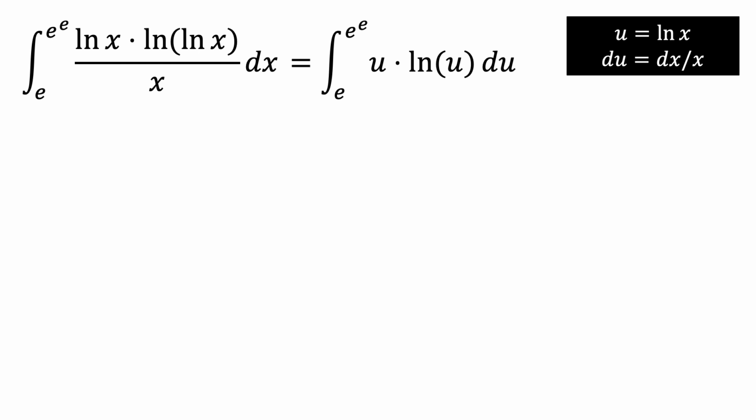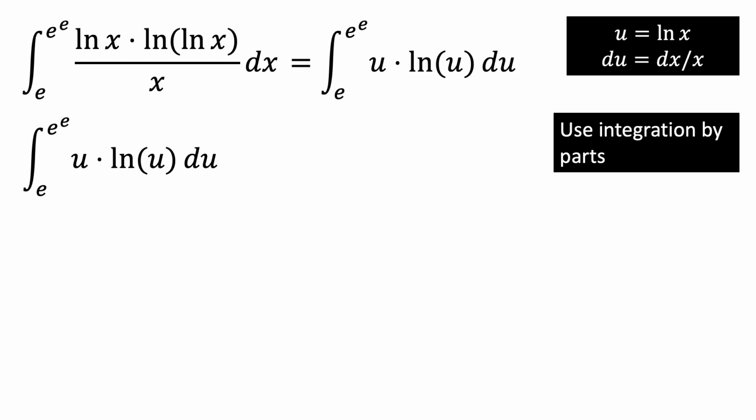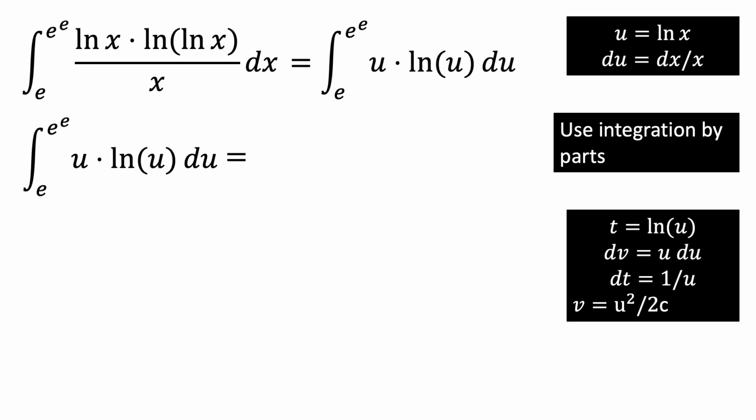with respect to u. Many people will have seen this in their first year calculus textbooks, and we can evaluate this by using integration by parts. So I will allow t to equal the natural log of u. This implies that dv is equal to u times du, and that dt is equal to 1 over u. This also implies that v is equal to u squared over 2.